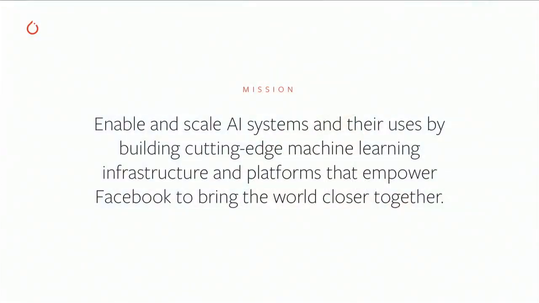To understand AI Infra at Facebook, let me first introduce our mission. The AI Infra mission at Facebook is to enable and scale AI systems and their uses by building cutting-edge machine learning infrastructure and platforms that empower Facebook to bring the world closer together. There are two keywords. The first keyword is enable. The second keyword is scale. Enable means we want to bring AI research into production very, very quickly. Scale means once AI systems are in production, we can scale up to all the 2.2 billion users to use all these AI production systems.